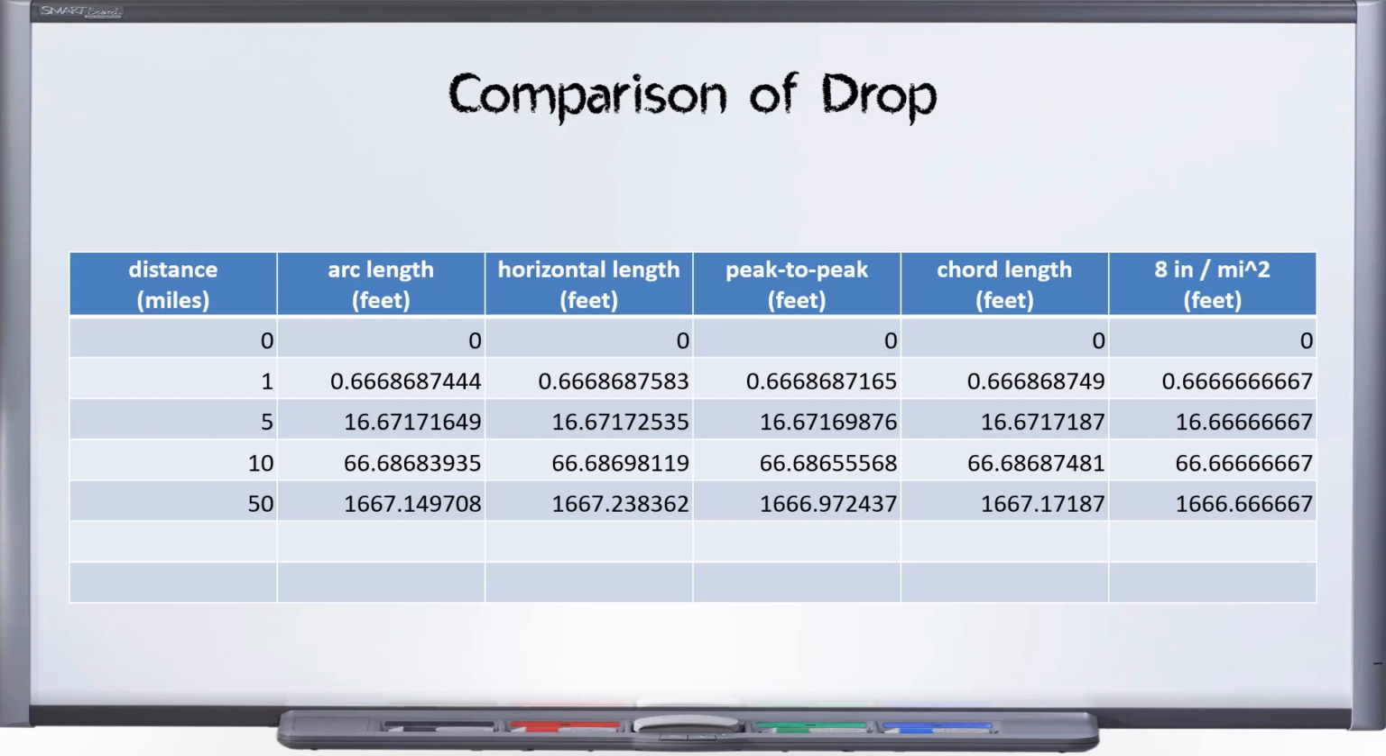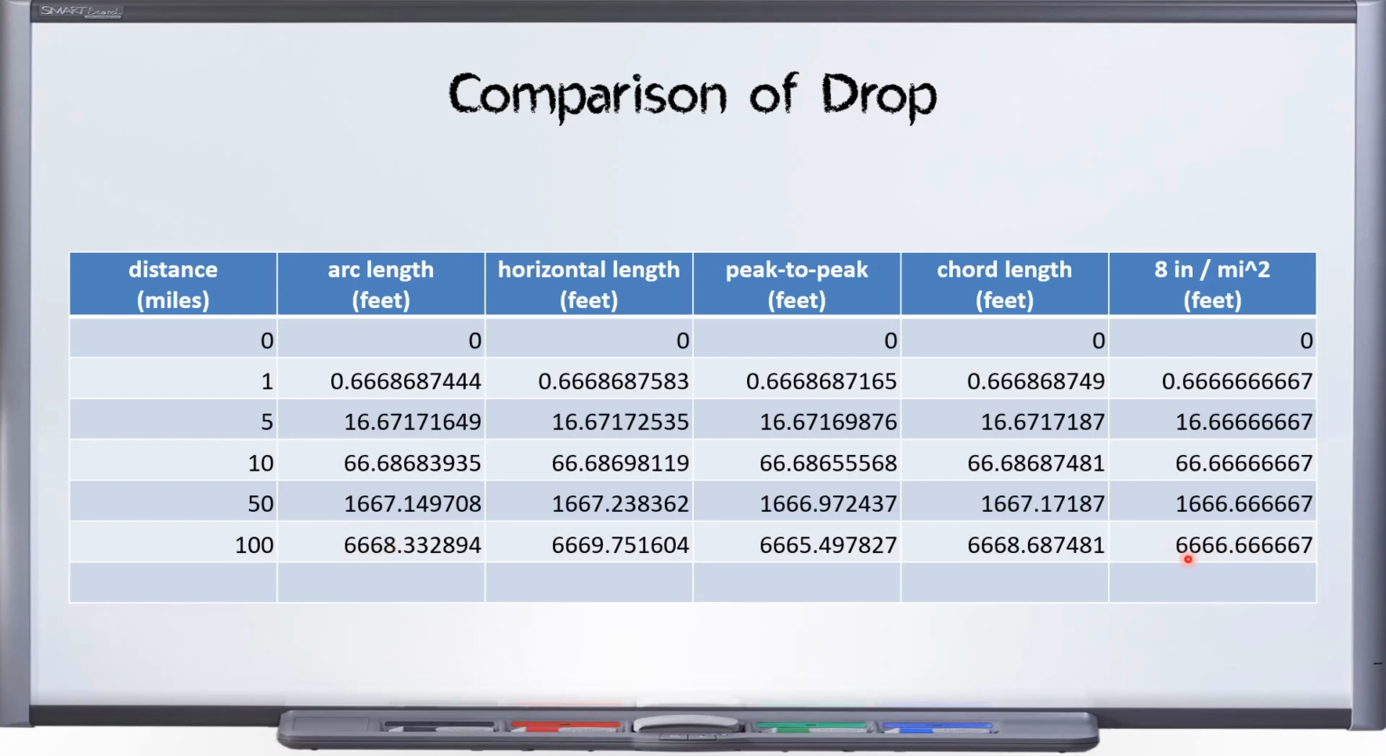If 50 miles away you're only off by half a foot, that's pretty good. I'll accept that. Okay, let's push it now. Let's push it out to 100 miles. Surely this approximation is no good at 100 miles. Here we go. The actual value, 6,668 feet.